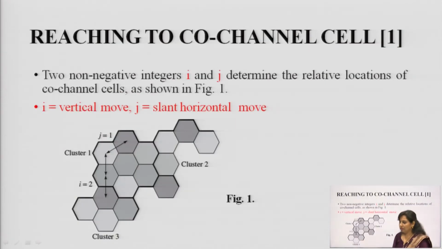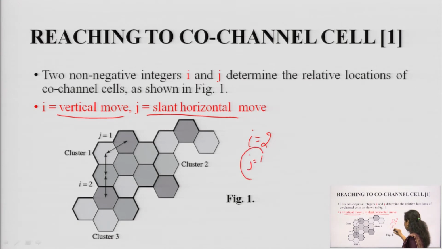This is the basic idea behind choosing the values of i and j. i means you have to move i times vertically, then j times you have to rotate 60° in the clockwise direction and move to that point. Let us say I am using i equal to 2, j equal to 1, which is shown in this diagram also.